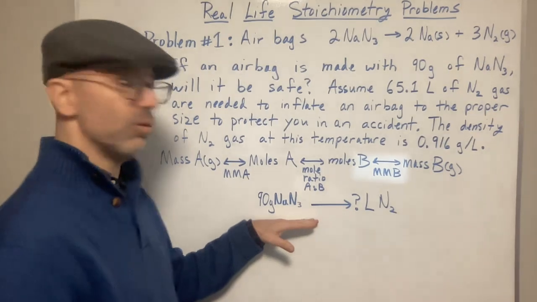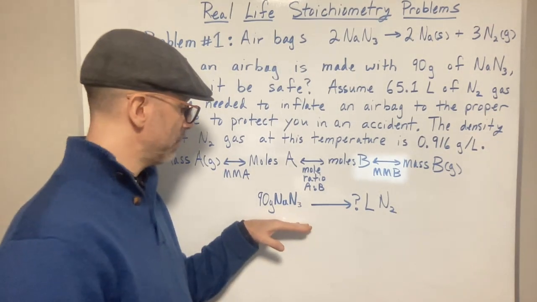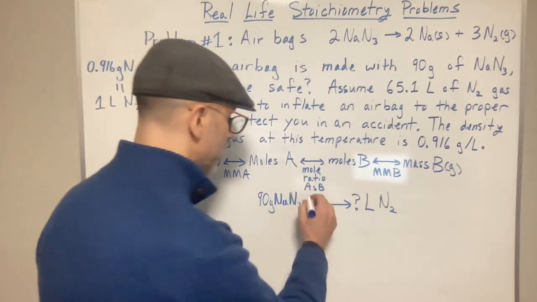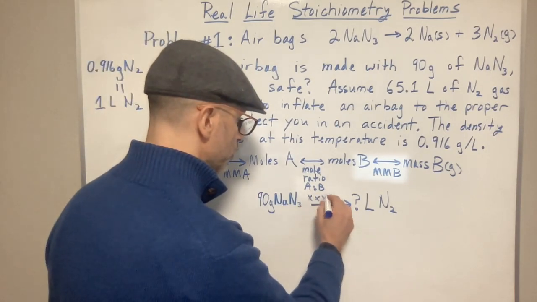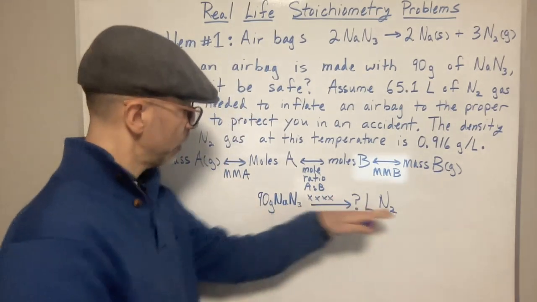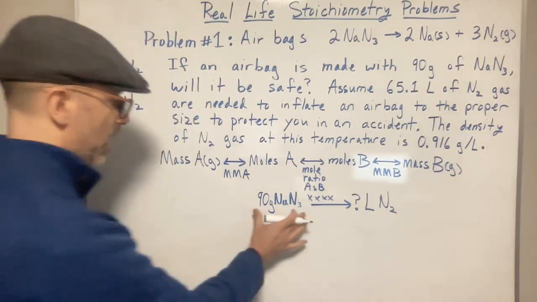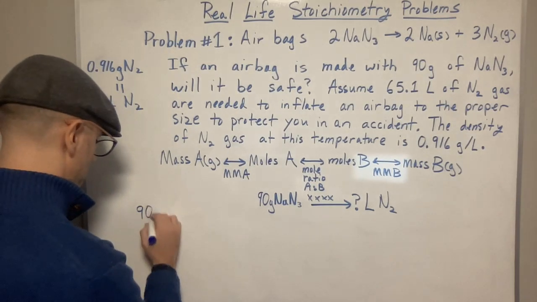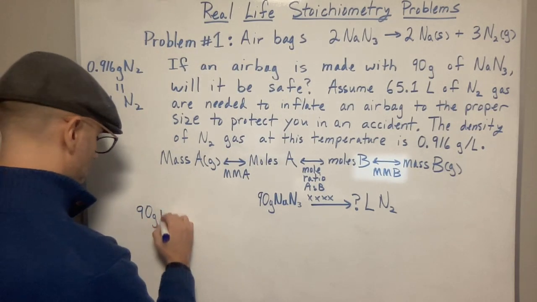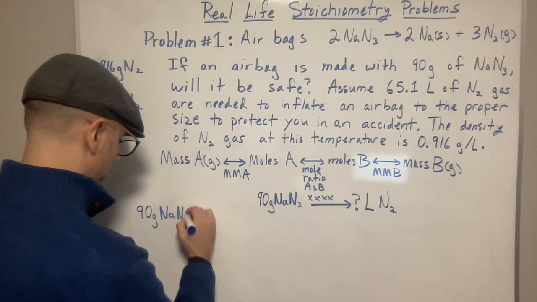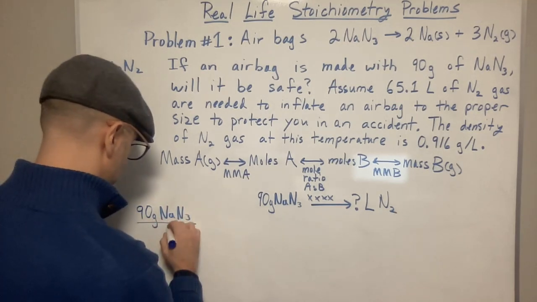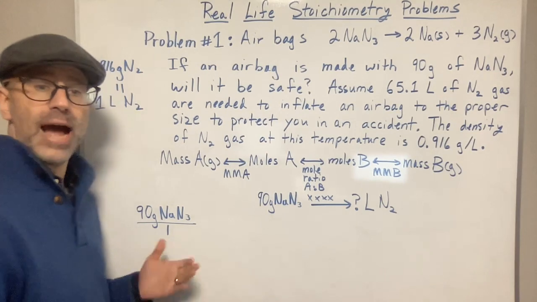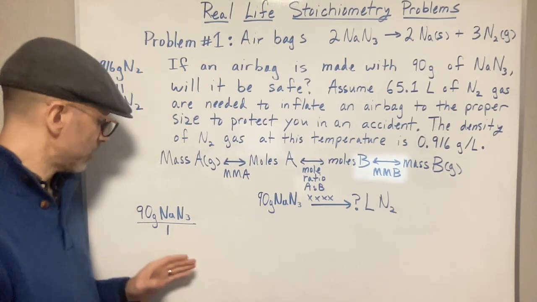All right, so now we know where we're beginning. We know where we need to go. And so in between, all we're going to do is use conversion factors to convert this to this. So as always, we begin with what we're given. So we begin with 90 grams of NaN3, and we put it over 1. And so now we want to use a conversion factor.